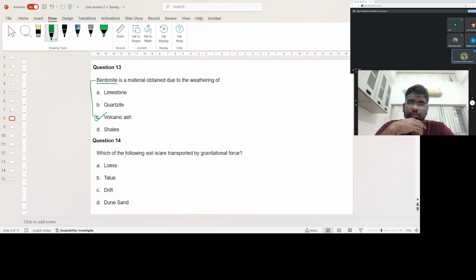Now moving to the next question: which of the following soils is or are transported by gravitational force? Option A, loess. Option B, talus. Option C, drift. Option D, dune sand. Tell us. Okay, what do you mean by talus?